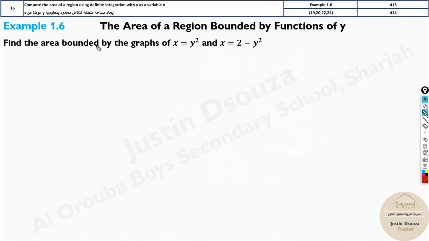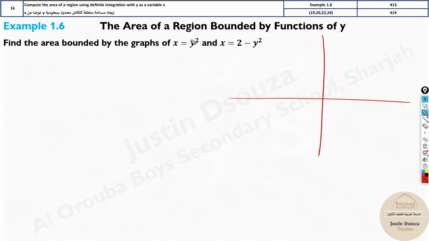Here you can see the area bounded by the graphs x is equal to y squared and x is equal to 2 minus y squared. Now, if you know the graphs directly like this, I will tell you some pointers. You can change this to the other side, y is equal to square root x, but this becomes more complicated. But since it's quadratic, I will tell you.